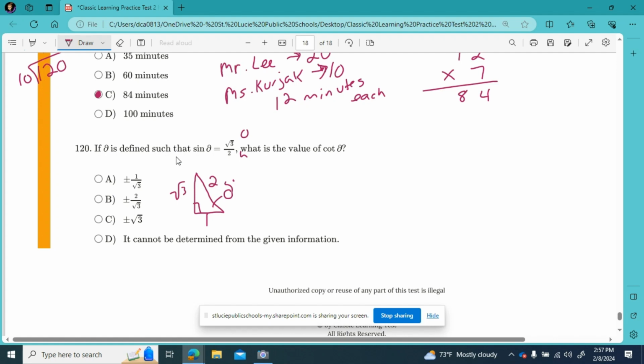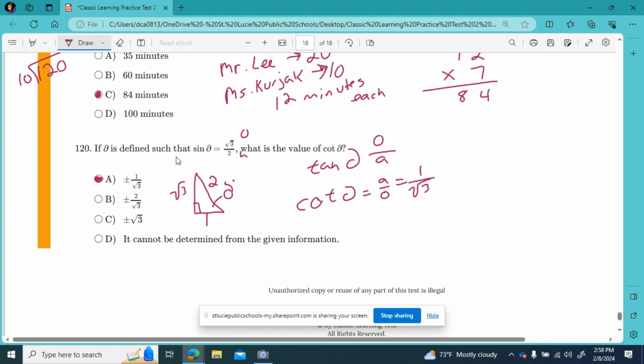So my tangent of squiggle would be opposite over adjacent. So cotangent of that squiggle is adjacent over opposite. So adjacent is 1, opposite is square root of 3. So our answer is A, because the adjacent side is 1 and the opposite side is square root of 3. Don't sleep on your reference sheet.